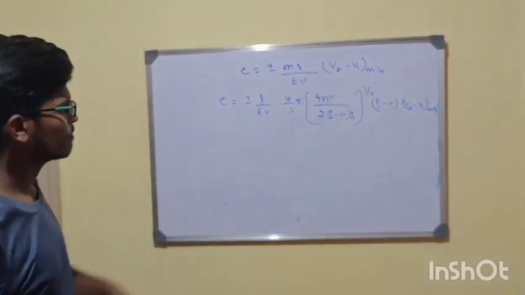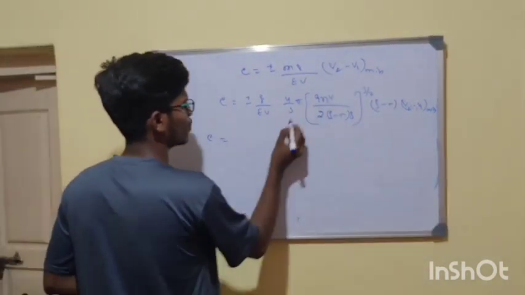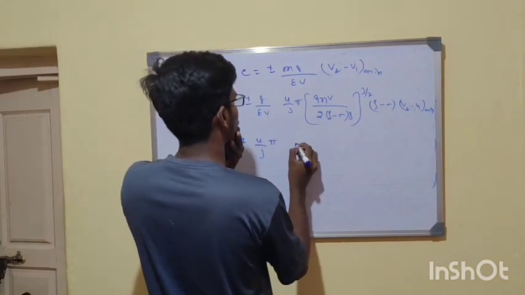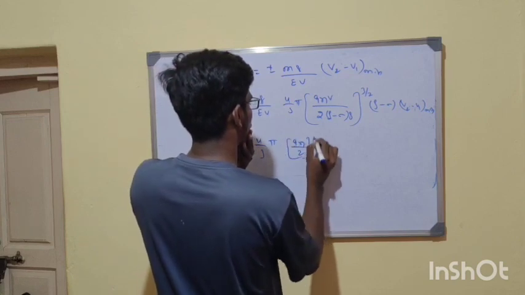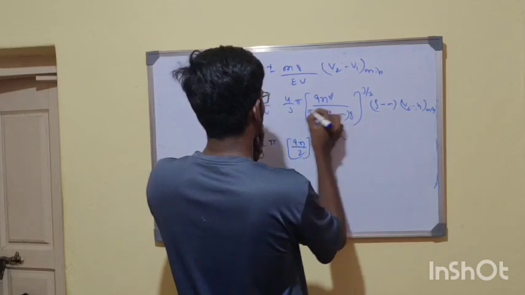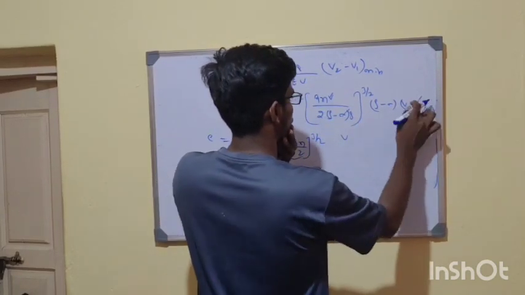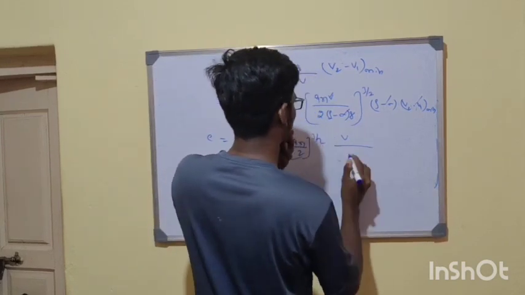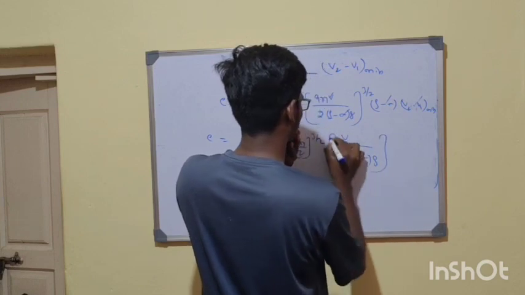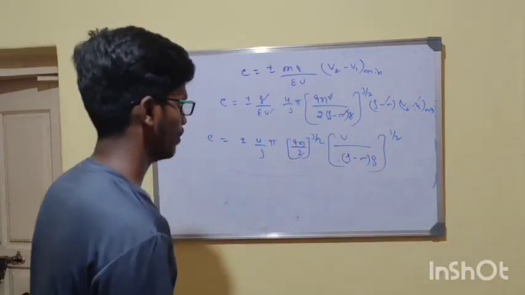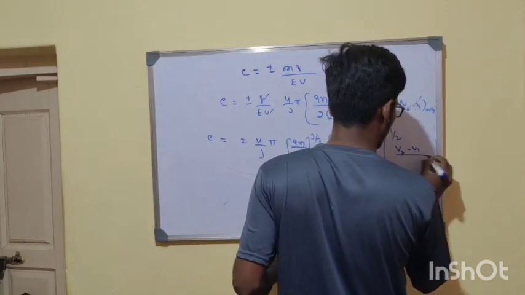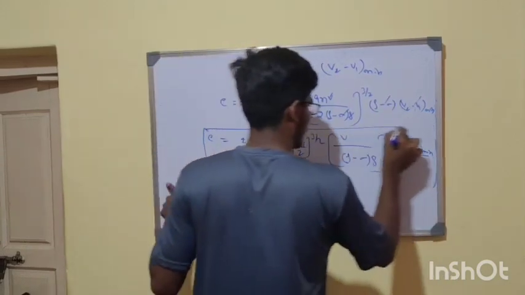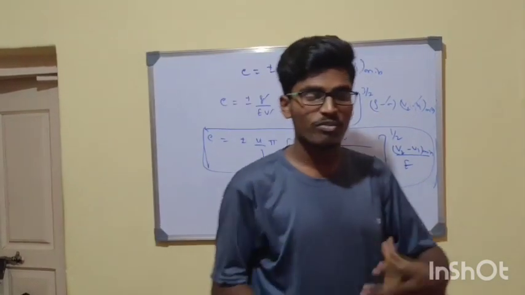Now, using basic mathematics, I will write that E is equal to plus or minus 4 by 3 by 9 eta by 2 whole raised to the power of 3 by 2. This V cancels, this G cancels. V divided by 2 sigma minus rho G, whole raised to the power of 1 by 2, into V2 minus V1 divided by E, V2 minus V1 minimum.